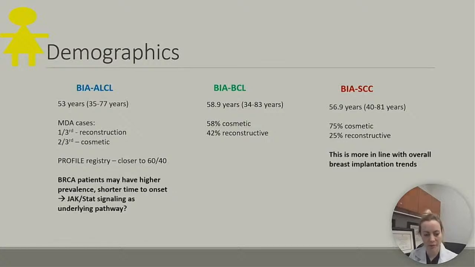Now, part of the reason for this is that BRCA patients seem to have maybe a shorter time to onset, and we do know that JAK-STAT signaling can be affected with the BRCA gene mutation, and we also know that JAK-STAT signaling is maybe an underlying pathway in ALCL. So maybe there's some connection between the two, although this has not been proven.